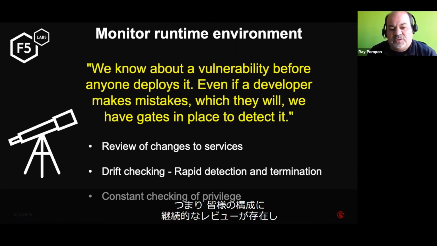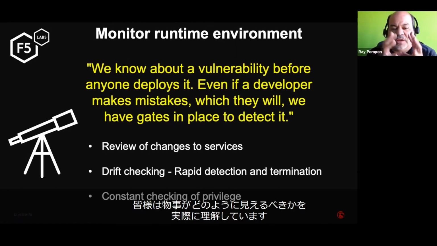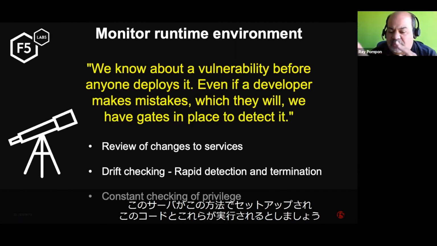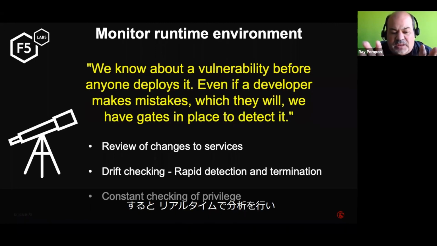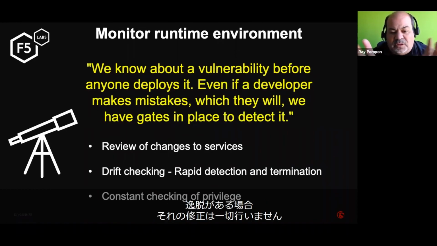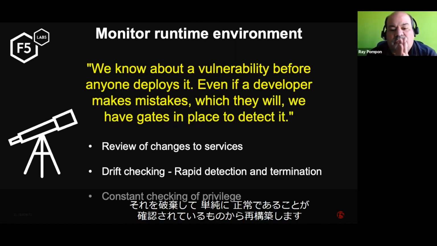So you have in your configuration, you know how things are supposed to look. You have this image that says this server is going to be set up this way, running this code and these things. And then I do an analysis in real time to be constantly checking, does this match the way we think it's configured? Is there a deviation? If there is a deviation, we're not even going to try to fix it. We're just going to throw it away and rebuild it from what is known good.